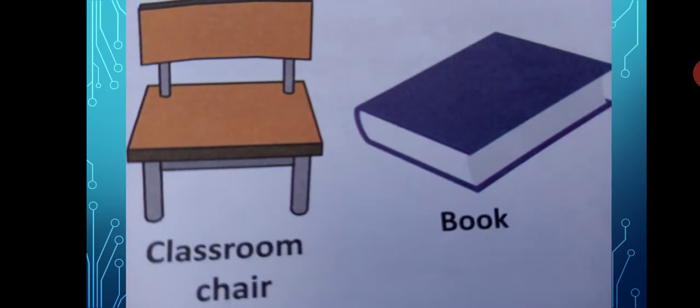A classroom chair and a book. Both are non-living things. They don't have life in them. Do not forget, non-living things are things that do not have life in them. They cannot breathe, they cannot grow old and die.